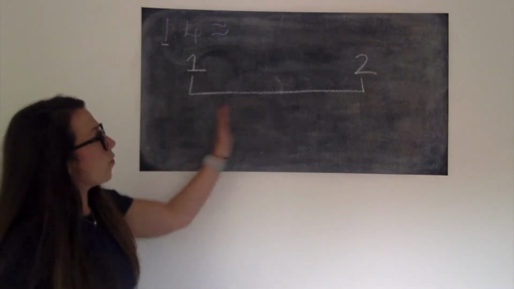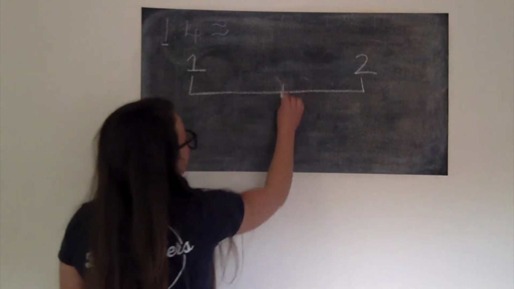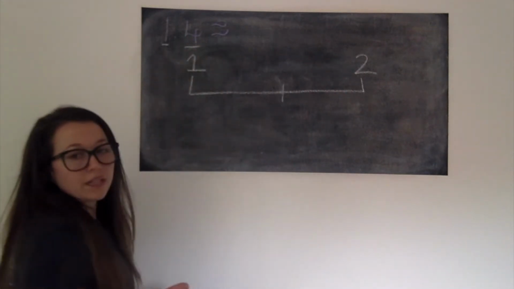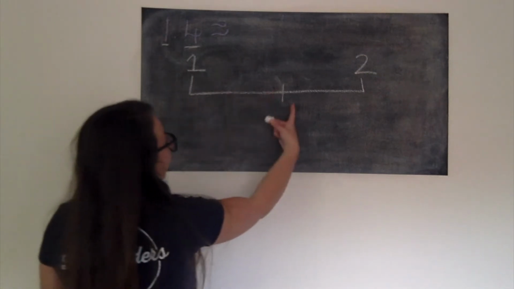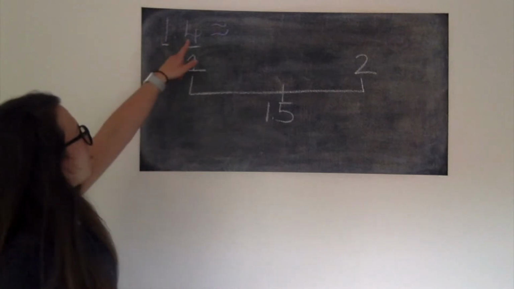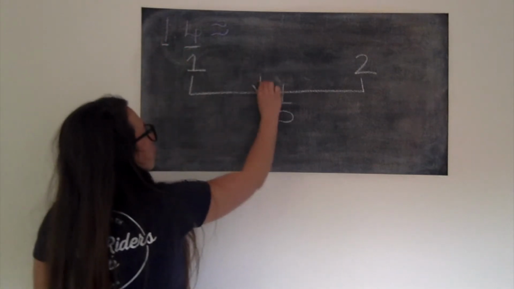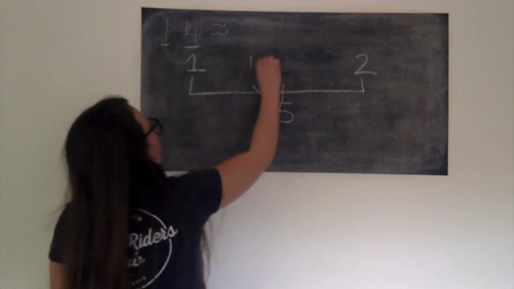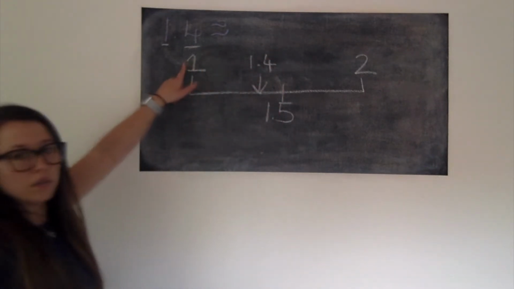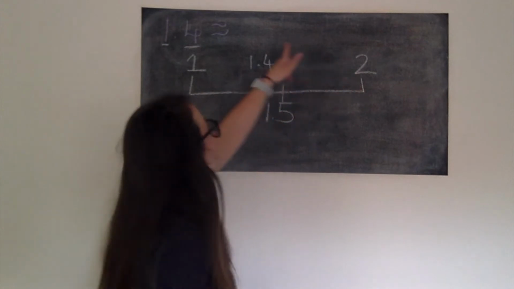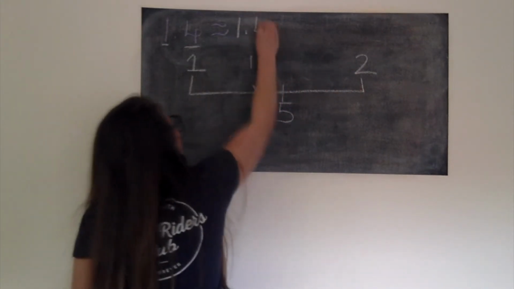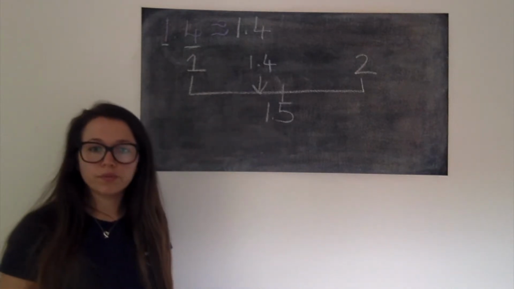So halfway between, I think it helps to think about the first decimal place, so the first tenth. So in tenths, halfway between is 1.5. So 1.4 is going to be somewhere here. So I know that actually on my number line, 1.4 is closer to 1 than it is to 2. So rounding to the nearest whole number is 1.